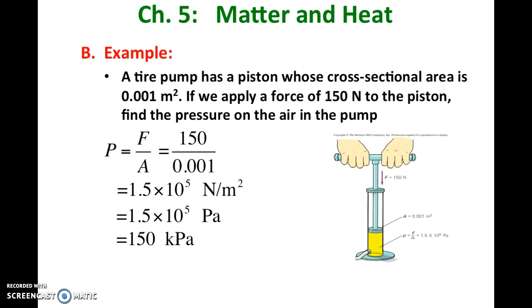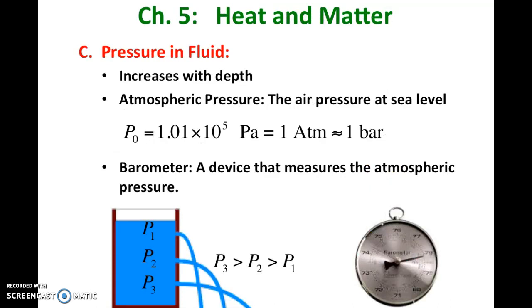Pressure in fluid increases with depth. The air pressure at the sea level is given by 1.01 times 10 to the 5 Pa, which is defined as 1 atmospheric pressure, 1 atm, or 1 bar. A device to measure pressure is called a barometer.